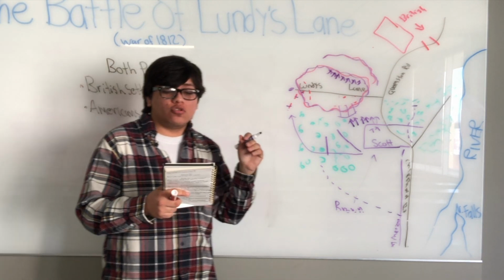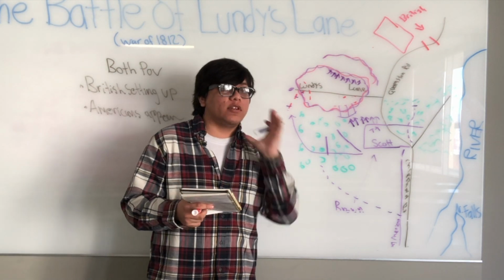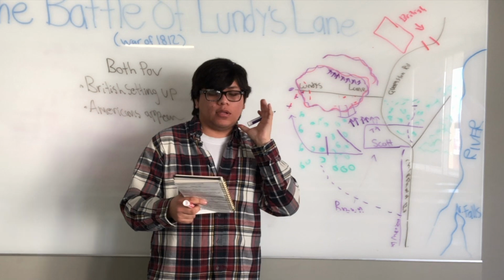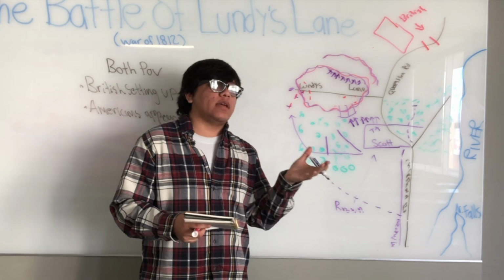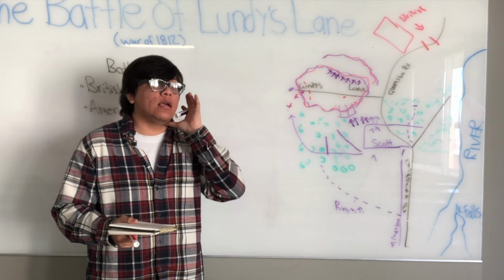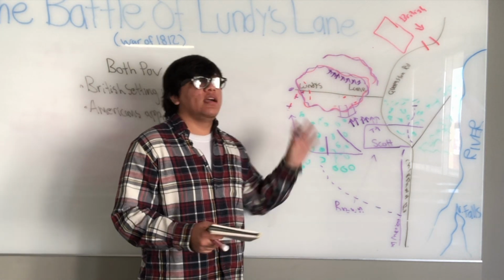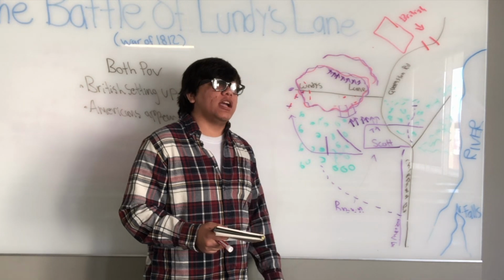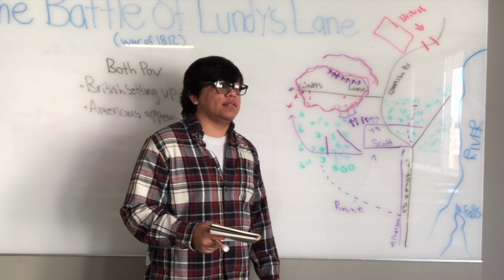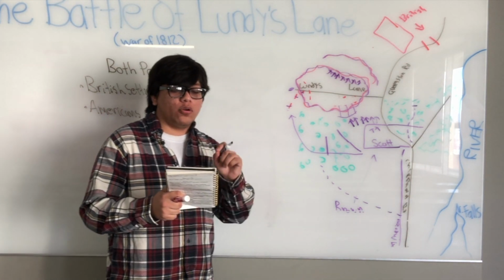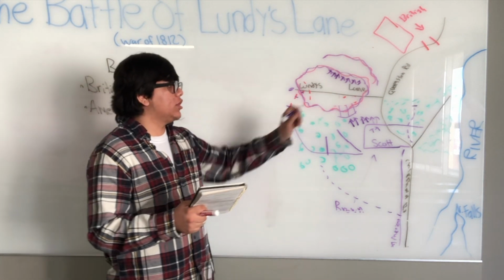But British General Drummond was already wounded in the neck. I'm not sure, they never specified the wound. He was either cut or shot, but he was heavily bleeding from the neck. And he decided that if he's going to die, he'll die trying to take back Lundy's Lane. So he quickly ordered a retake of the position of Lundy's Lane.